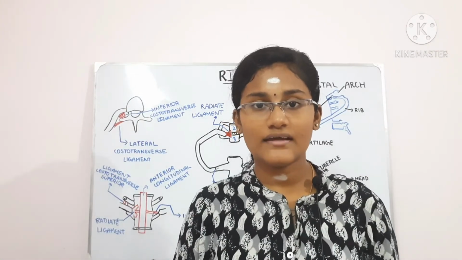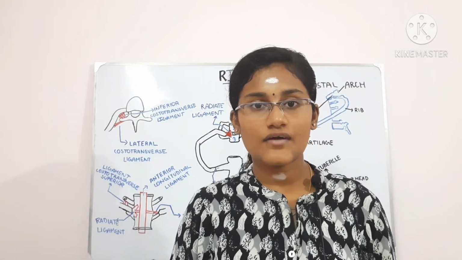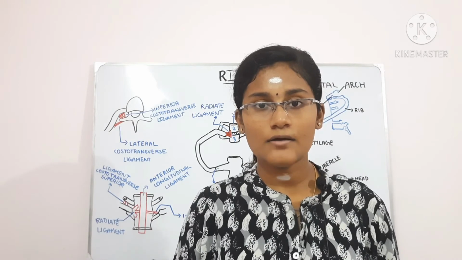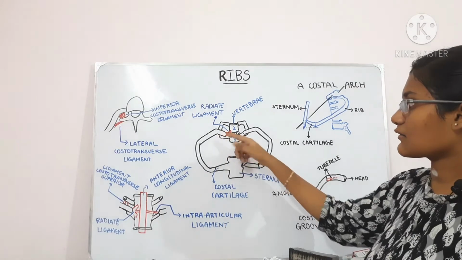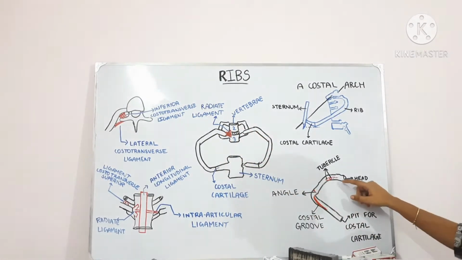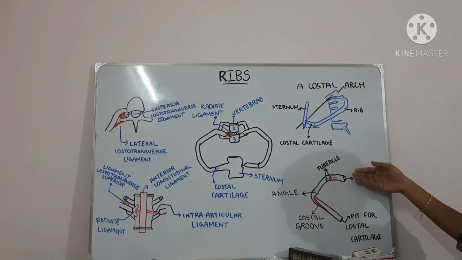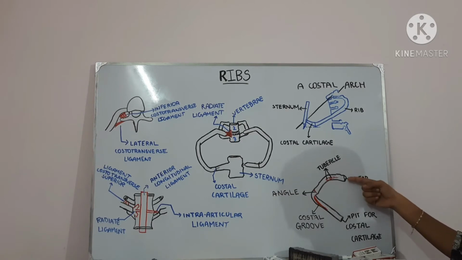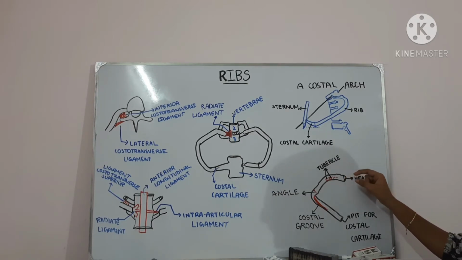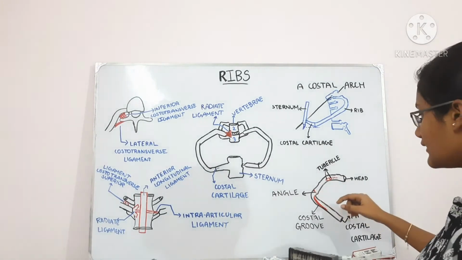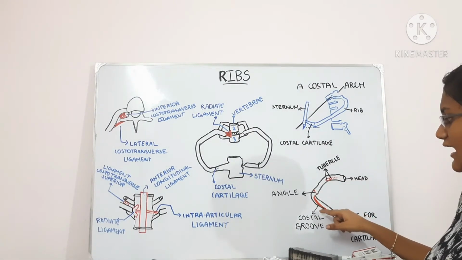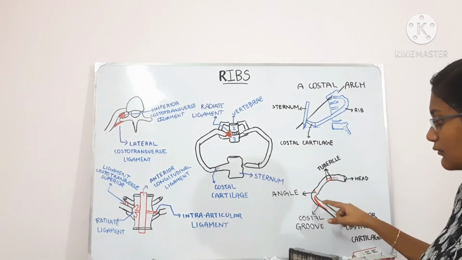Now let's talk about the inner surface. The inner surface is smooth and it is covered by the pleura. In the lower border of the neck, from the posterior surface, the posterior part, there is a ridge which is continuous to the lower border of the shaft, and between this ridge and the lower border only the costal groove is present.